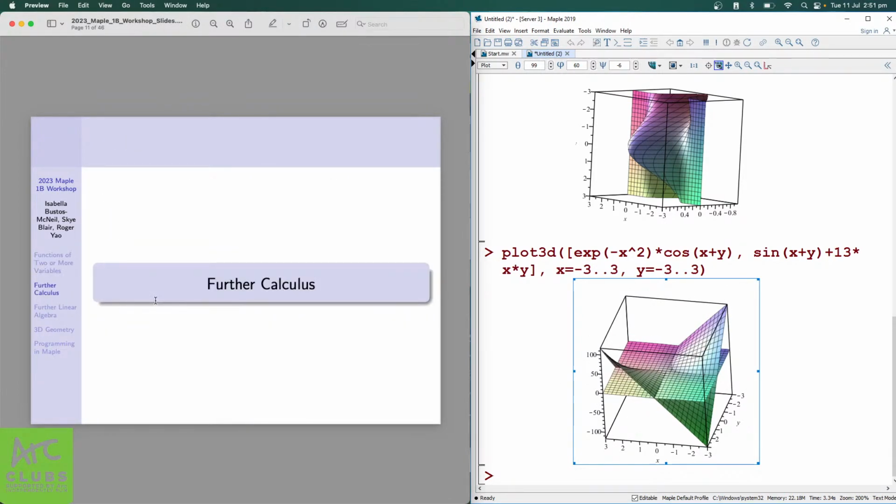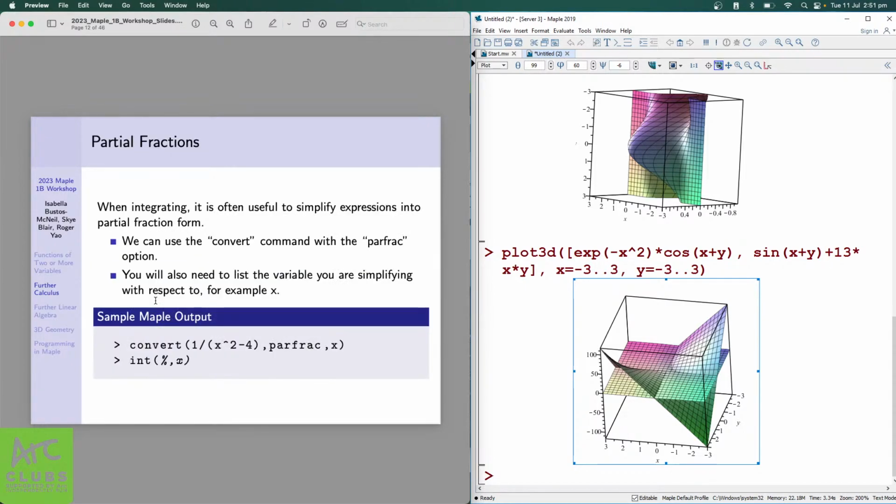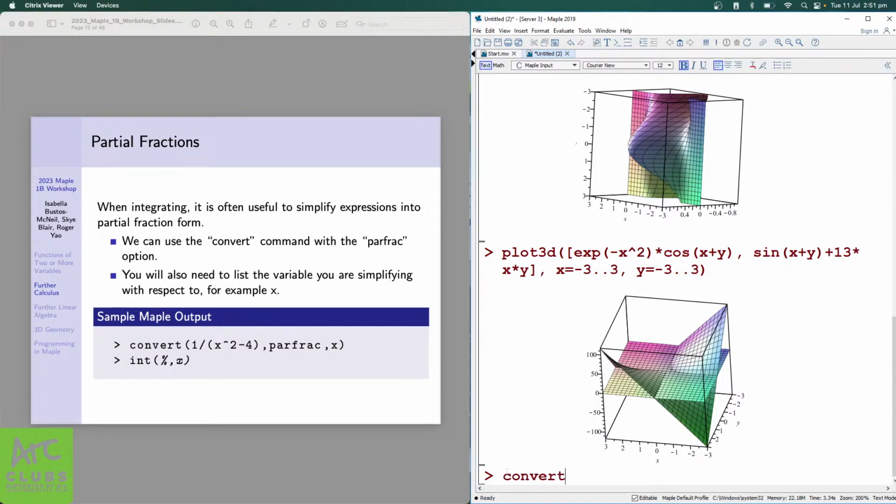So we're now going to move on to further calculus. When integrating, it's often useful to simplify expressions into partial fractions. If we want to do this in Maple, we can use the convert command with the parfrac option. We also need to list the variable you're simplifying with respect to, for example here it's x. So we can convert 1 over x squared minus 4 into partial fractions. So we put it in like that.